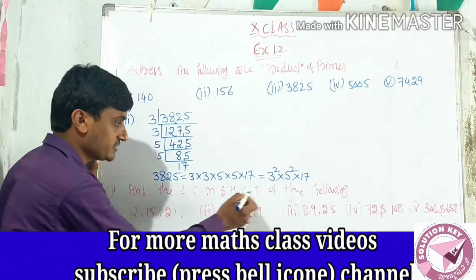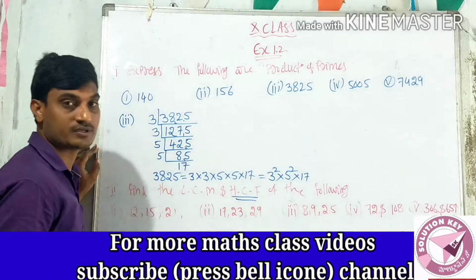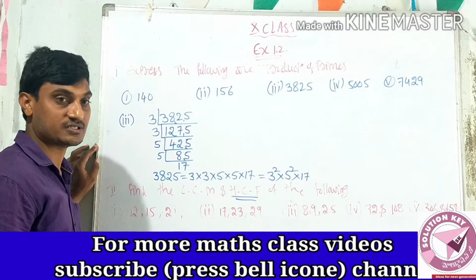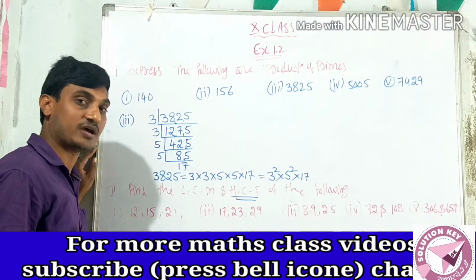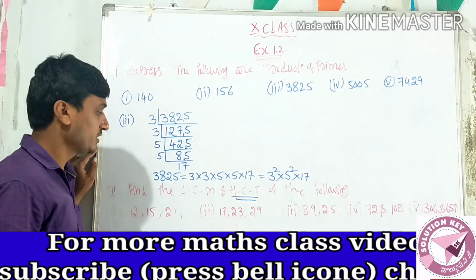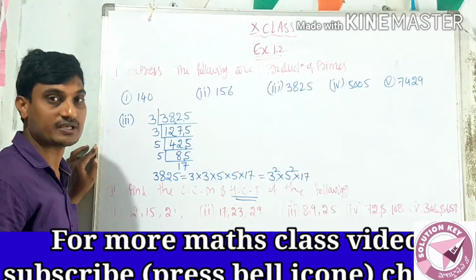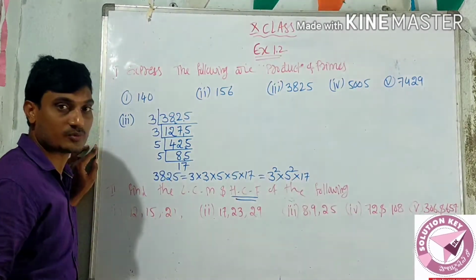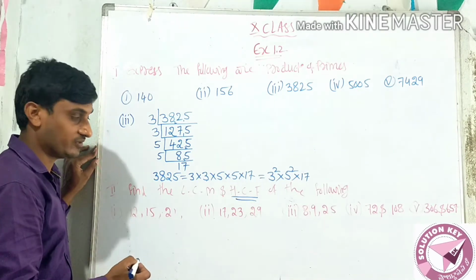In this one, find the LCM and HCF of the following. Already you learned the HCF of the following numbers by using Euclid's division lemma. In the examination, they mention: find the HCF of the following numbers by using the prime factorization method or Euclid's division algorithm. If it is not mentioned, you can take any one method. Already we are discussing the composite numbers' prime factorization, so we are following the prime factorization one.